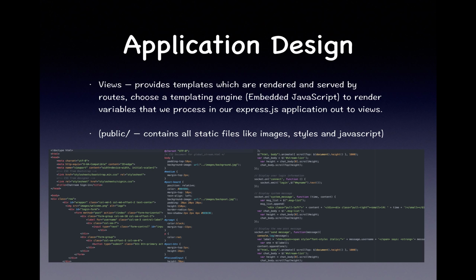Then, as for views, it provides templates which are rendered and served by rules. I chose a template engine, EJS, to render variables, and I put all static files like images, CSS, and JavaScript in the public folder. Here is the part of code of HTML, CSS, and JS.